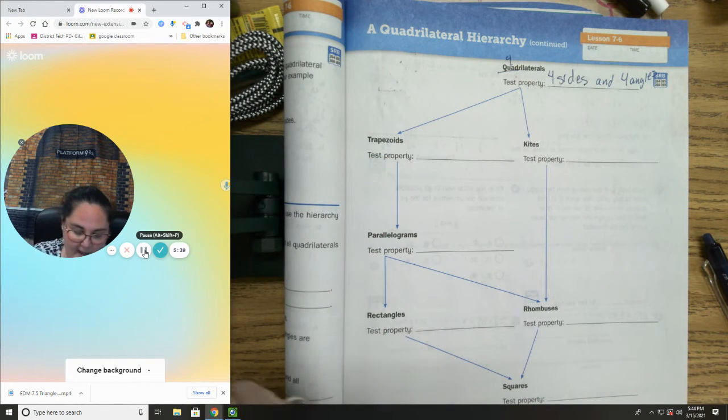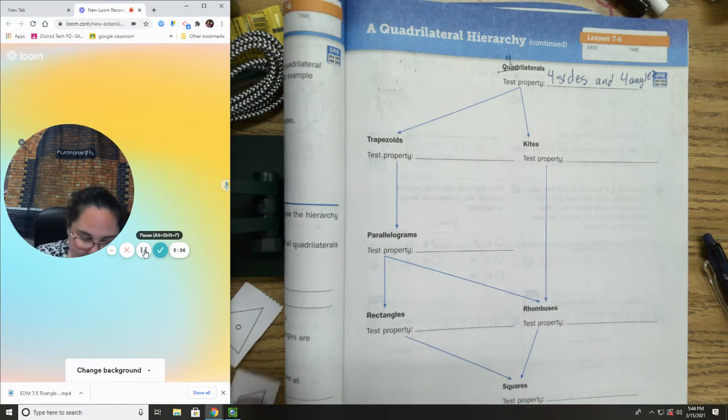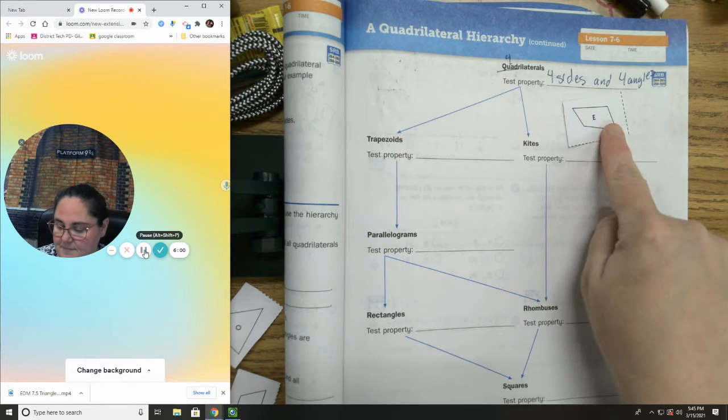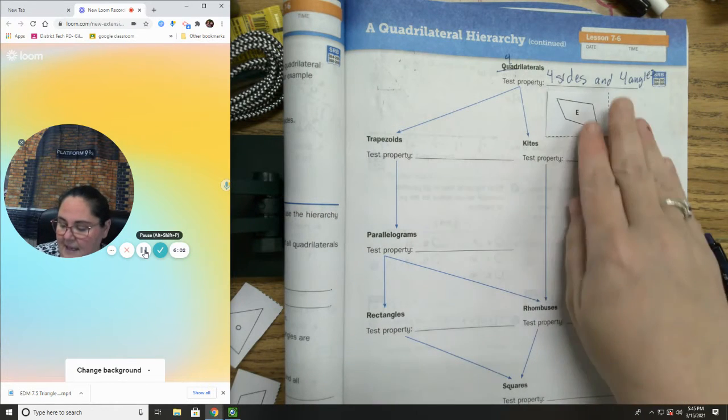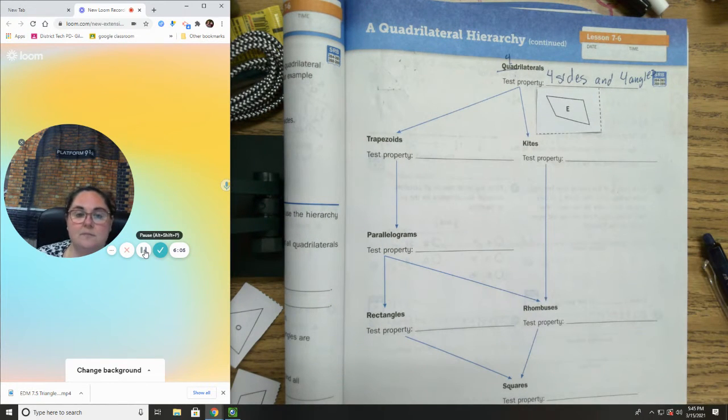I'm going to start, and you have these shapes on your page, or attached to your lesson. I'm going to start by looking at number, let me find it. Hold on. I need letter E, and it disappeared on me. Give me just a second. There's letter E right there. It has 4 sides and 4 angles. Besides that, that's basically it. That technically is my only quadrilateral of the shapes that we have.